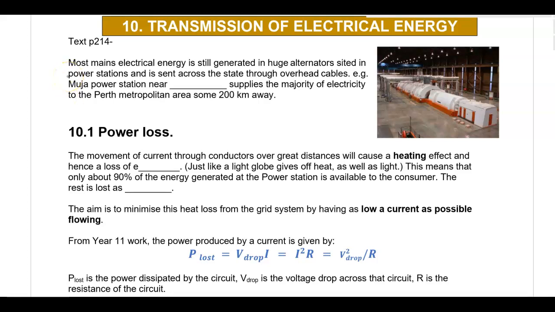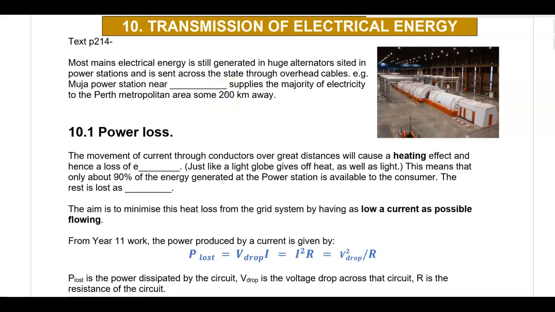It's changing, thankfully, but most of our mains electrical energy is still generated in massive generators sited in power stations, and is then sent across the state through overhead cables. A good example here in Perth: Muja power station is down near Collie, because that's where the coal is. That's where that fossil fuel is located.